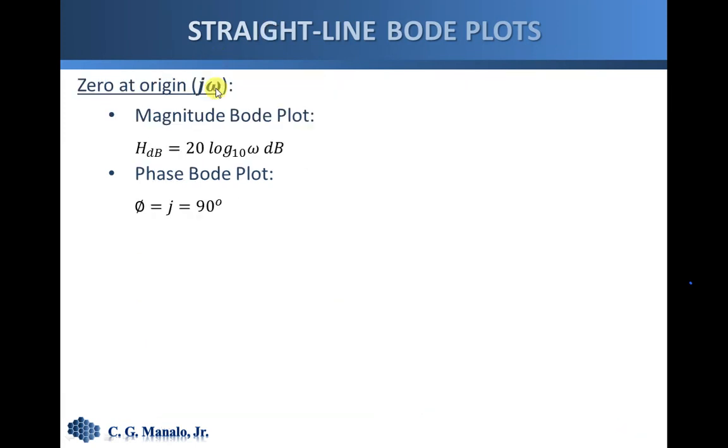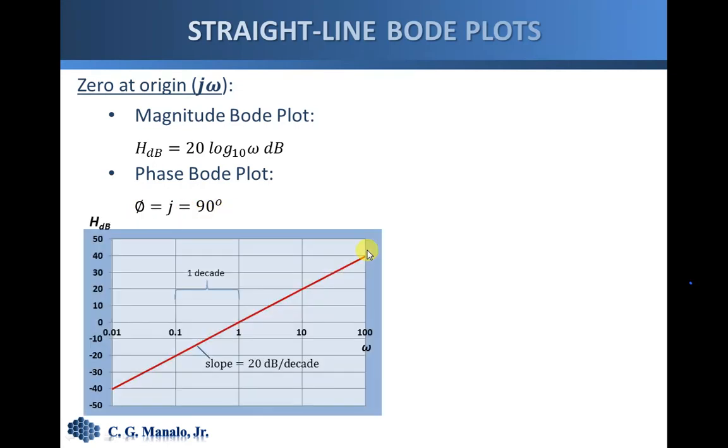Now for the zero at the origin, this is something that looks like j omega in the transfer function. So the magnitude Bode plot, by definition, would be log of the magnitude, which is omega. We times that by 20, so we got the magnitude in decibels. Now the angle of this is 90 degrees, so we get a phase Bode plot which is actually also a constant, 90 degrees. So the plot of this would look like this.